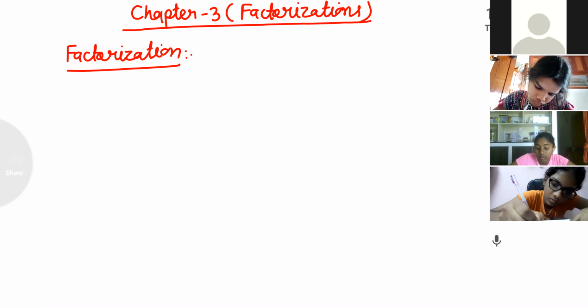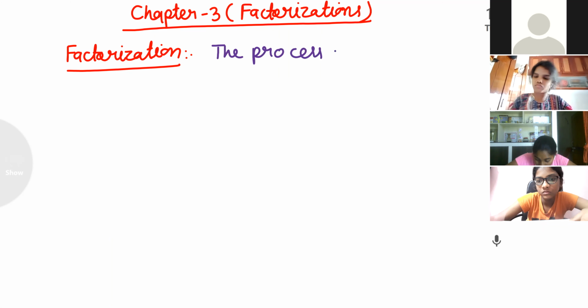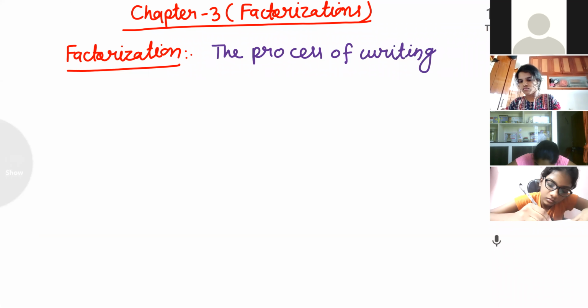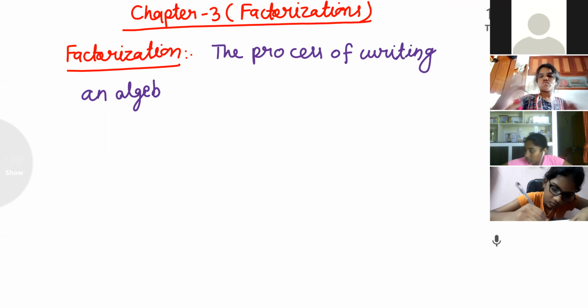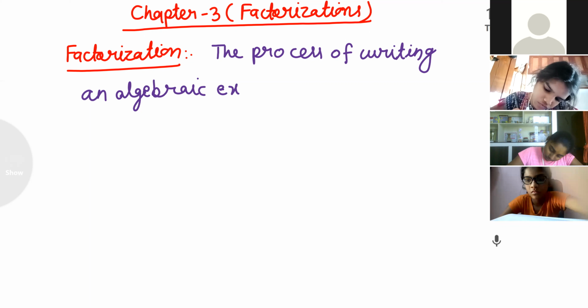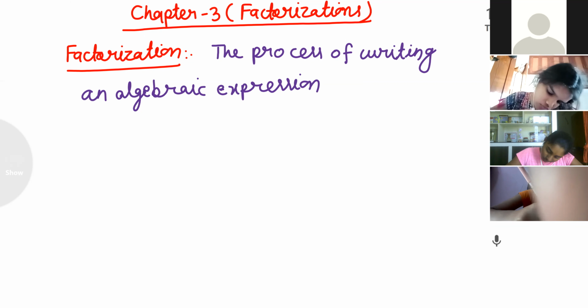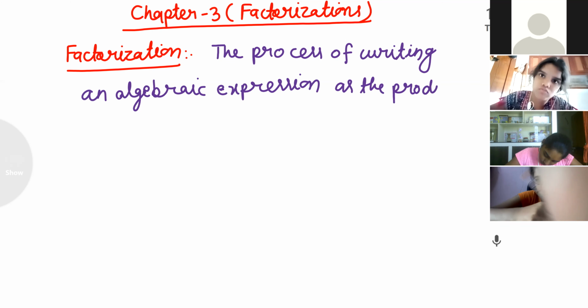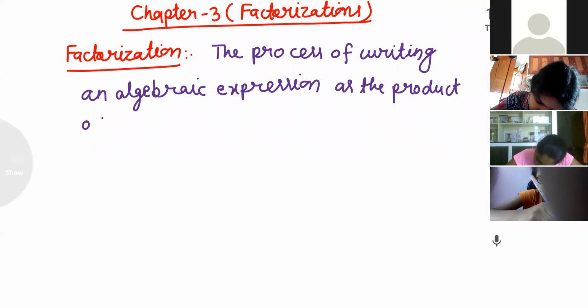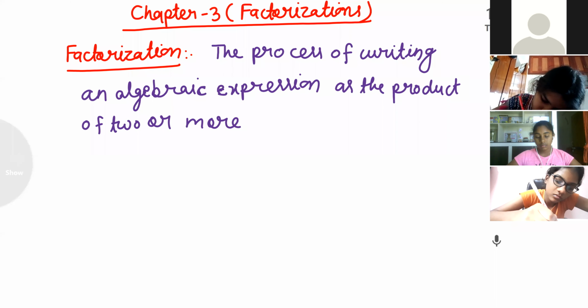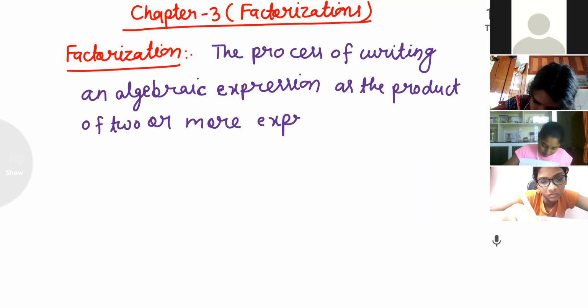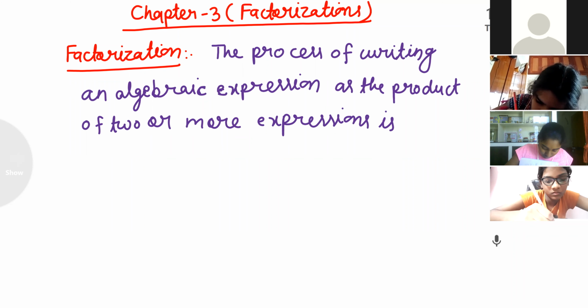The process of writing an algebraic expression as the product of two or more expressions is called factorization.